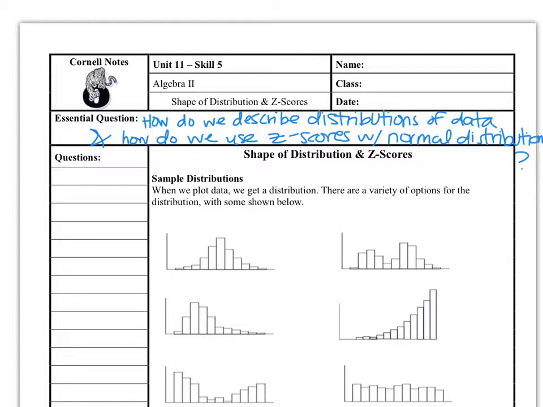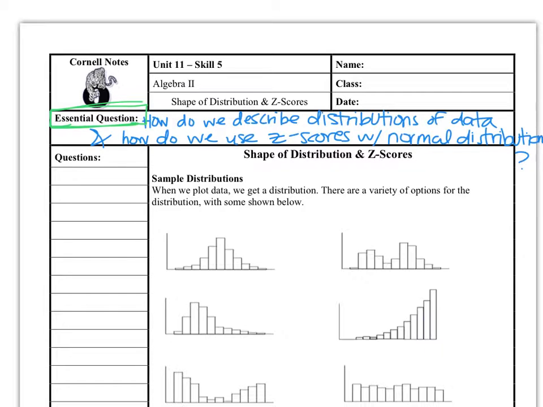We're looking at Unit 11, Skill 5. So we're going to move away from the probability part of this unit and move into statistics. We're going to start with our essential question. How do we describe distributions of data, and how do we use z-scores with normal distribution? So pause your video so you can write this essential question down. This is what we're going to answer as we go through these notes today.